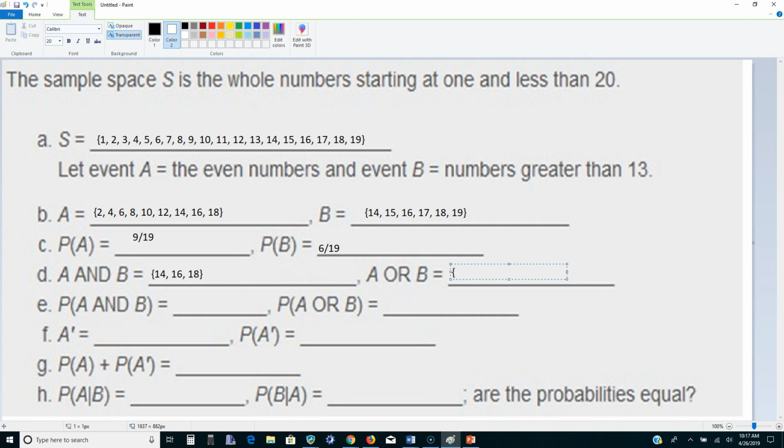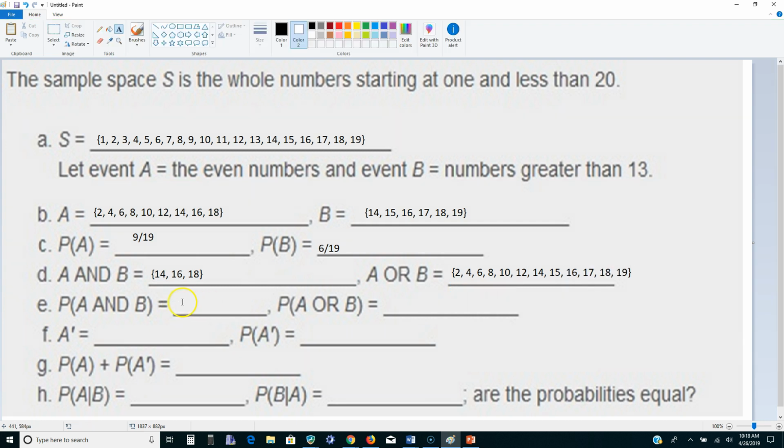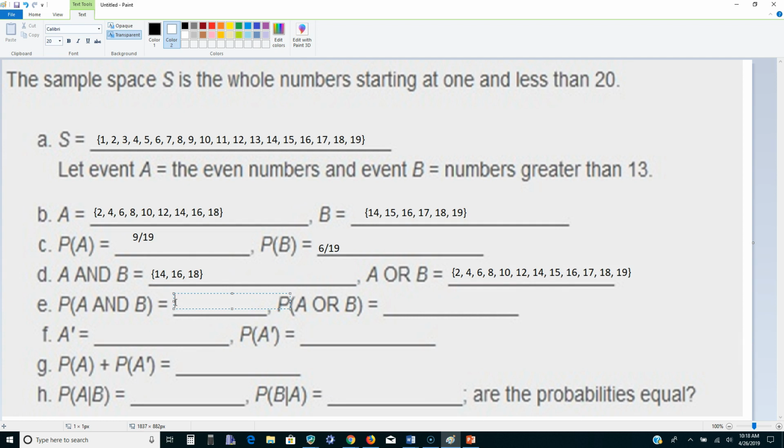So now let's do what is in A or B. So remember A or B is A and B, and B. So it's going to be 2, 4, 6, 8, 10, 12. Now 14's in there twice, but we don't put 14 twice. We only write it once. 14. Then we have 15, 16, 17, 18, 19.